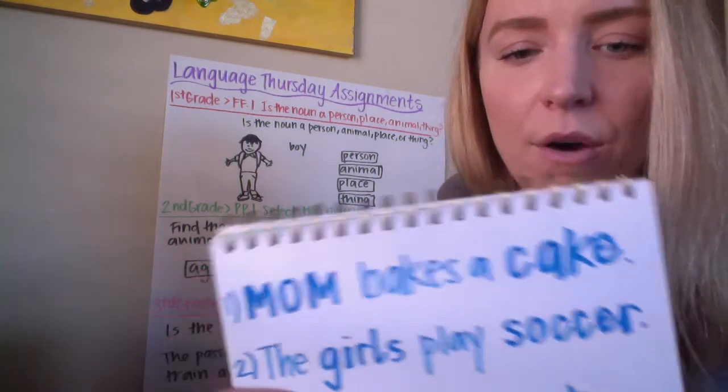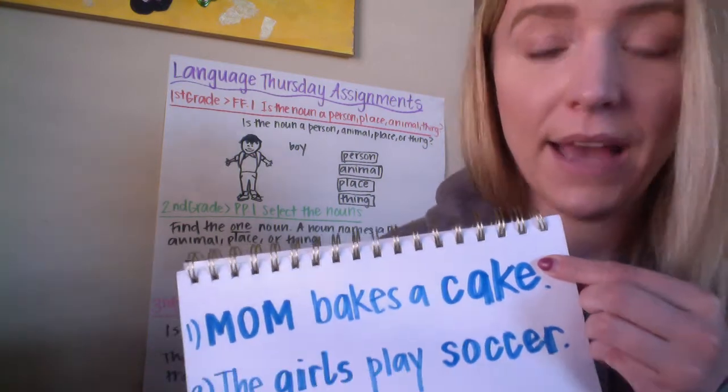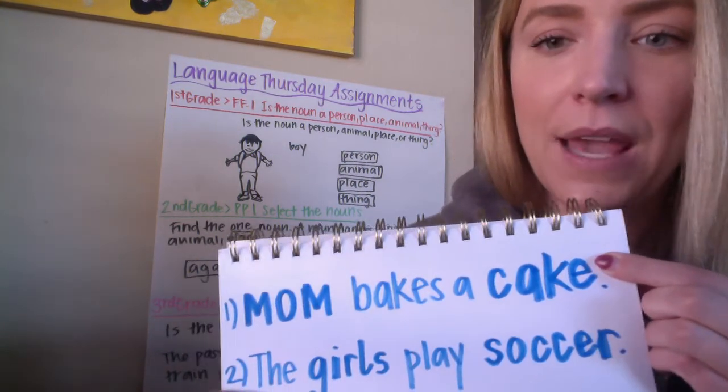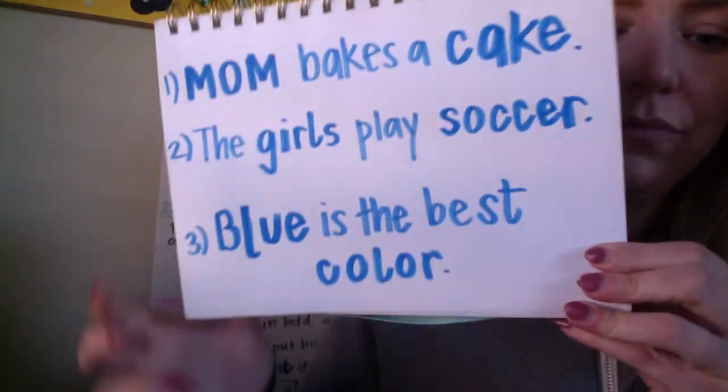If we go over to cake, though, which sense am I going to point to on cake? I can definitely taste a cake. I can see a cake. And I know that cake is a thing. So cake is definitely a noun.